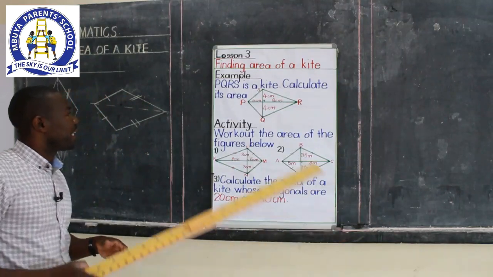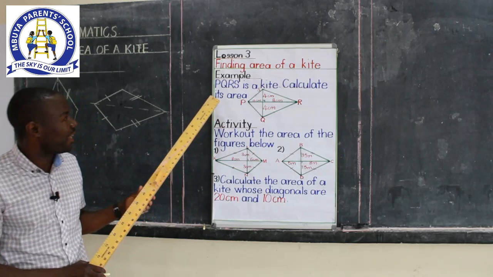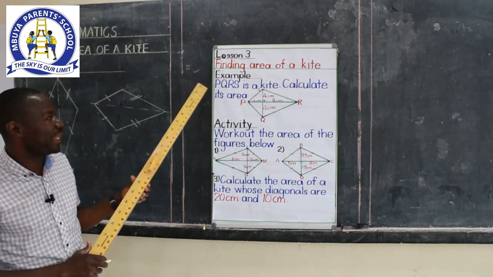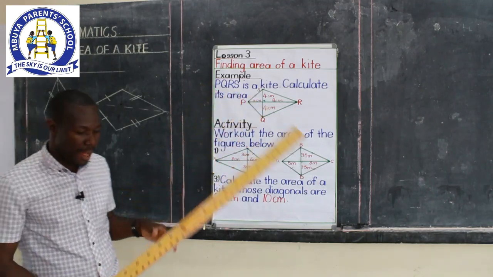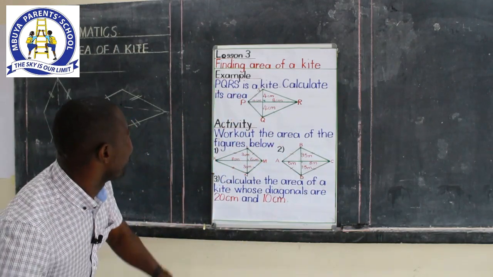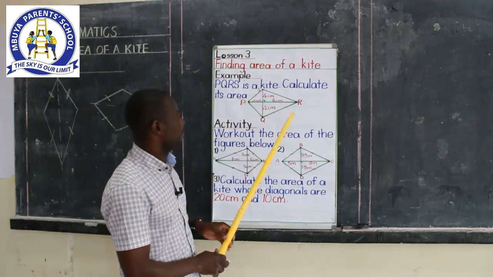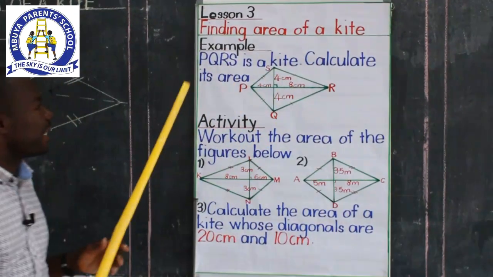In this lesson 3, as I've told you, we are finding the area of a kite. We have our figure here. I think everybody can sit properly. Let's read the question. PQRS is a kite. Have you seen the figure? Calculate its area.